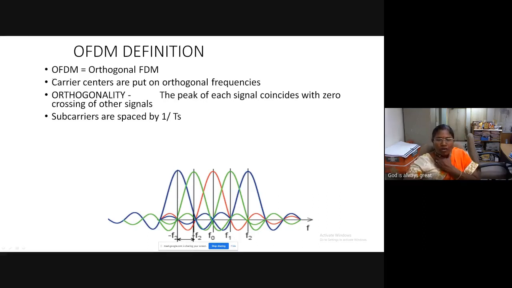OFDM stands for orthogonal FDM. The carrier centers are put on orthogonal frequencies. Here the orthogonality means the peak of each signal coincides with the zero crossings of the other signals.